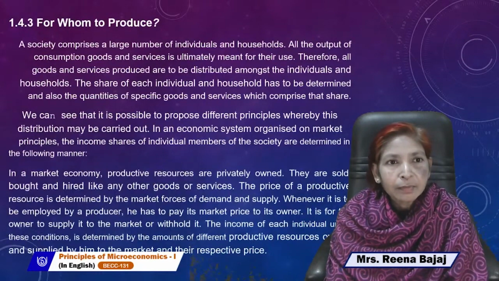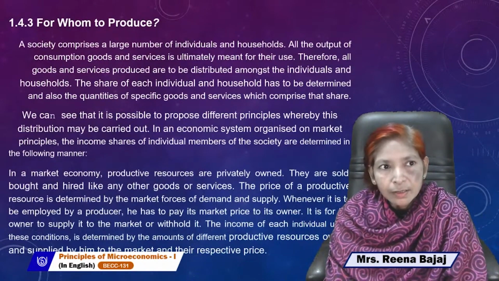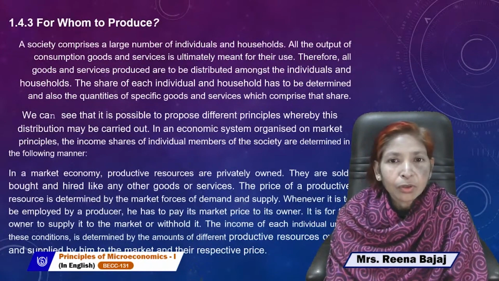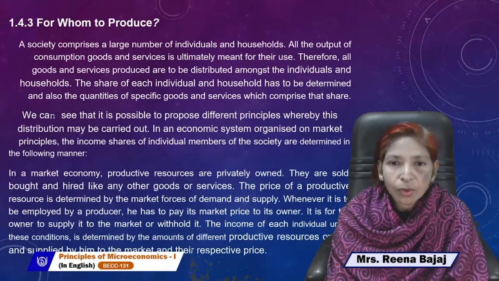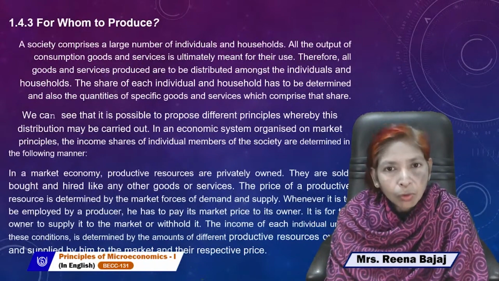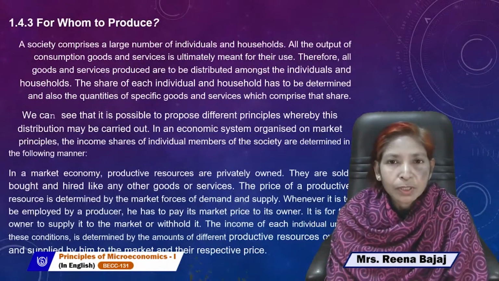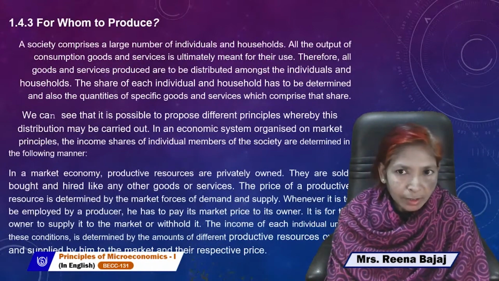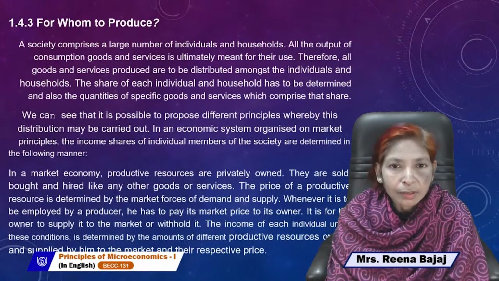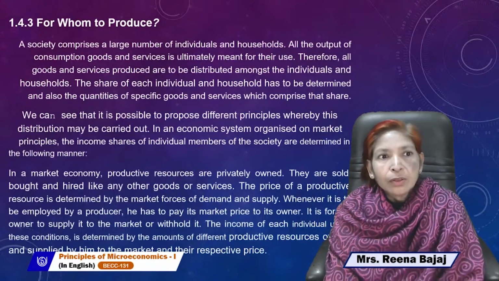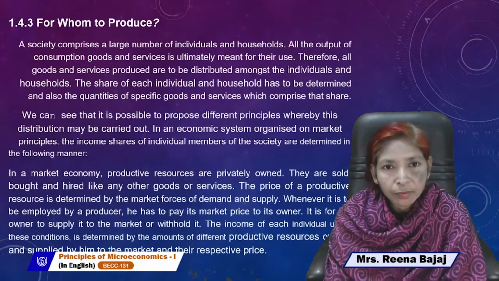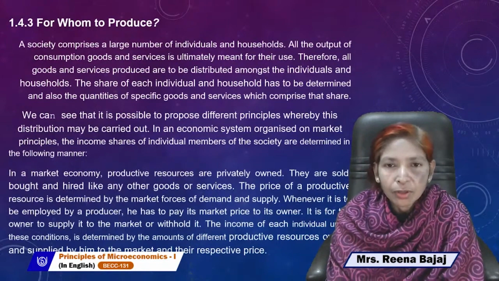This problem is related with consumers. The producer has to decide for whom he will produce. As you know, the producer's aim is to earn maximum profit. It means the producer's main goal is to earn maximum profit. So the producer always produces only for those consumers who have purchasing power, who have money. Those consumers who don't have purchasing power, who can't buy goods and services, the producer will not produce for them.